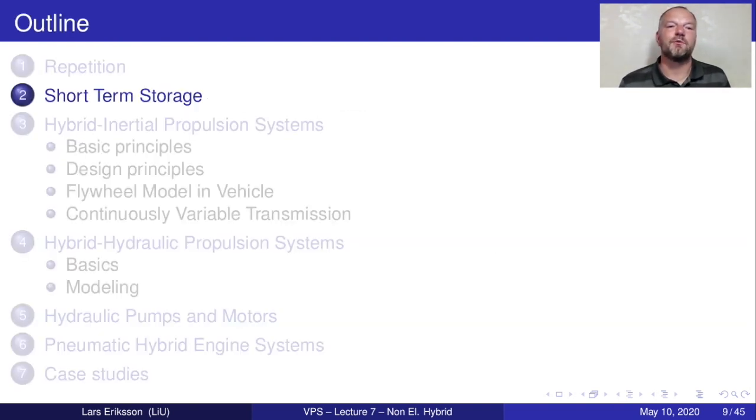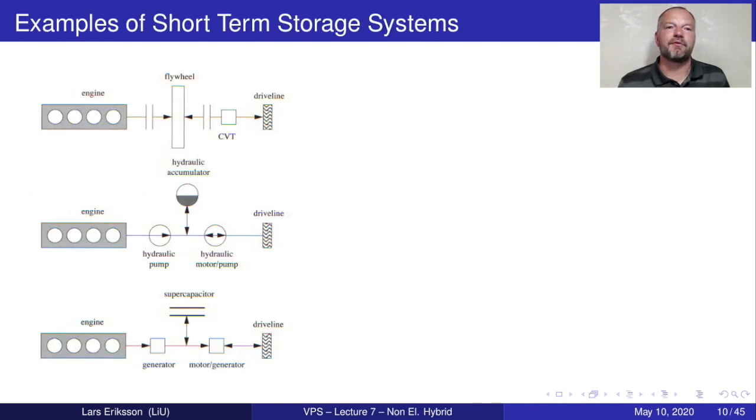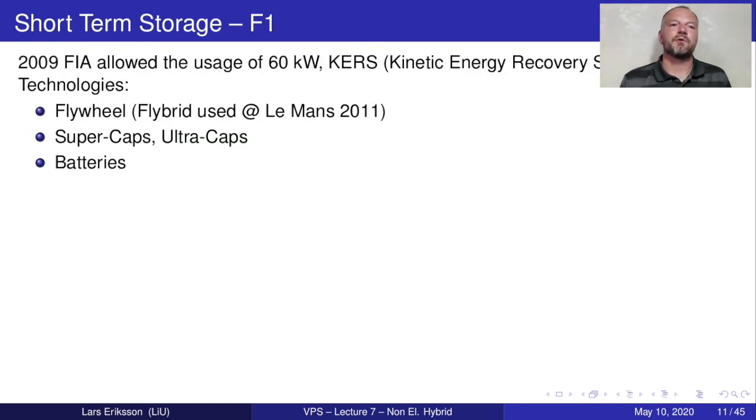Now we come to the new topic for today, which is short-term storage. And we have 3 examples of short-term storage, and this is something you can work on in hand-in assignment number 4, which is non-mandatory. We can look at short-term storages where a flywheel is the storage. We can look at a hydraulic accumulator, or you can use an electric system where a supercapacitor is used as electric storage. When this course was developed, there was a lot of talk about short-term storages for Formula 1 circuits.